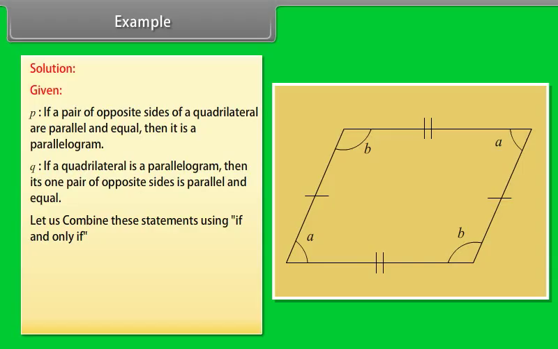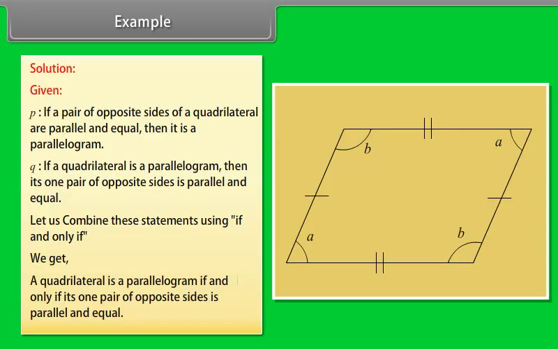Let us combine these statements using if and only if. We get: a quadrilateral is a parallelogram if and only if its one pair of opposite sides is parallel and equal.